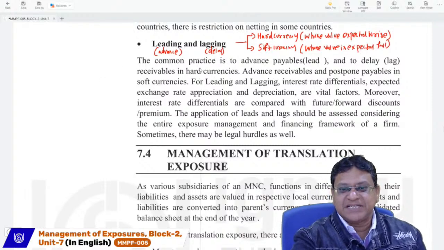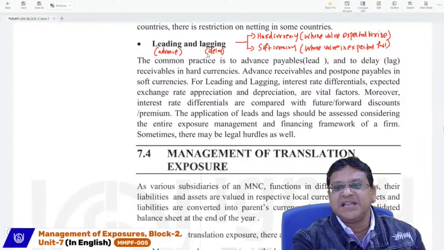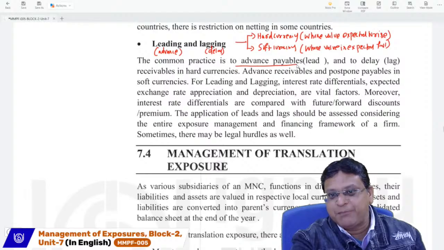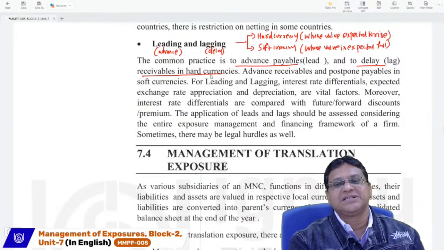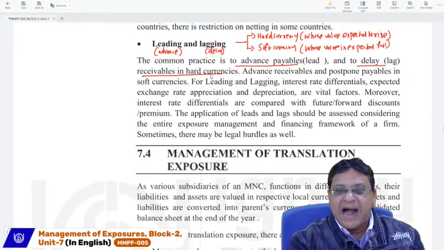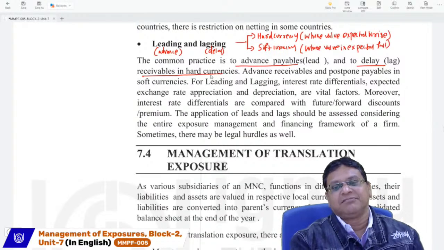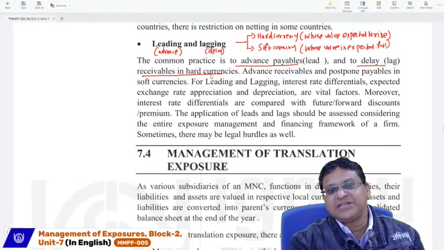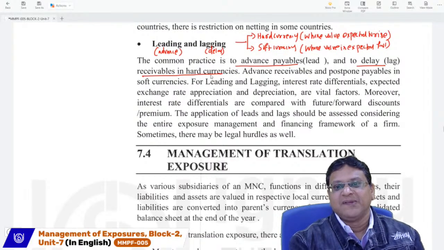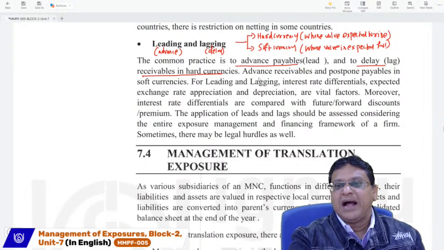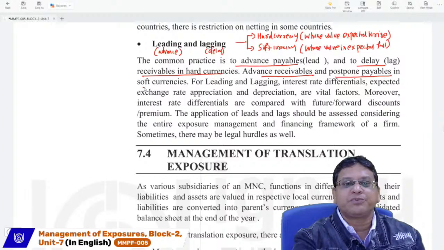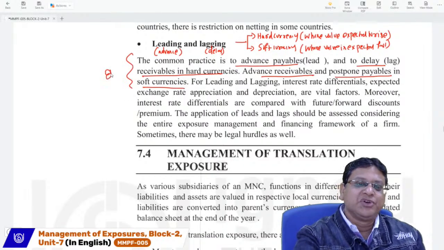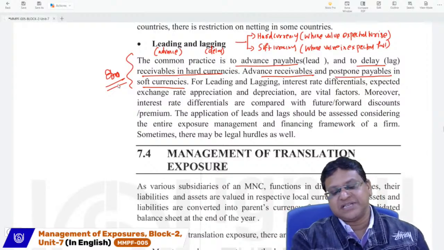Advance means leading, delay means lagging. Okay, normally we advance payables and delay receivables in hard currency. If you have some hard currency payable, you lead it, and if you have some hard currency receivables, you delay it. The opposite is true for soft currency: advance receivables and postpone payables. This is the strategy you should adopt to manage transaction risk.